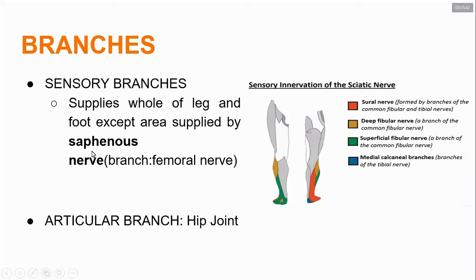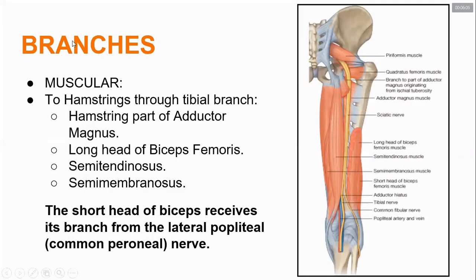Now, the saphenous nerve is a branch of the femoral nerve. In this picture, this light area, as you can see, is supplied by the saphenous nerve. Except for this area, everything in the leg and foot is supplied by the branches of the sciatic nerve in the form of the tibial and the common peroneal parts. As for muscular branches, in the gluteal region it won't give any branches. In the posterior aspect of the thigh, it will give branches to the hamstring muscles through two branches, the tibial branch and the common peroneal branch.